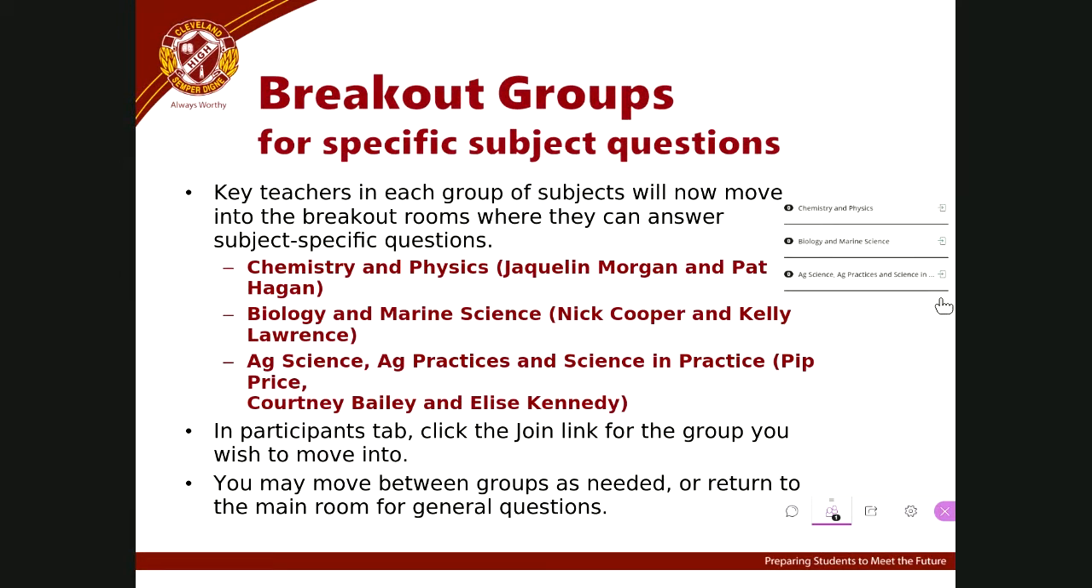So if anyone's still having trouble finding how to get into the breakout rooms, we've got the participants tab down the bottom of our screen after we've clicked the purple expansion button. Within that, you will see headings that look like these ones that have subjects listed there, and you need to click the little box with the arrow on it to move into that room.